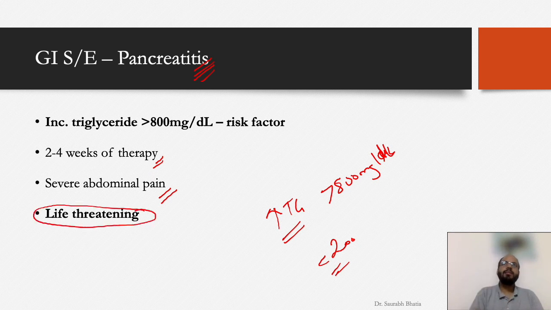There have been other mechanisms of action like blockage of pancreatic ducts, and because of blockage, there is reflux of pancreatic enzymes which digest the pancreas, causing pancreatitis. Other mechanisms are also there, but the major risk factor is increasing triglycerides. Clear? And this is a life-threatening disorder, has to be managed very quickly.